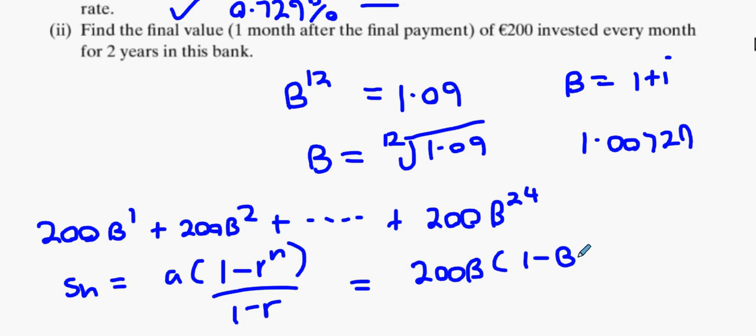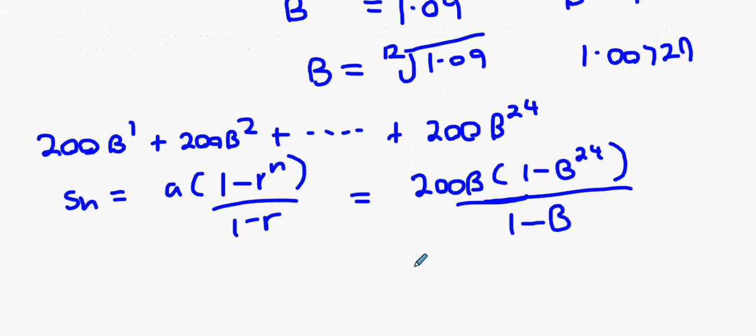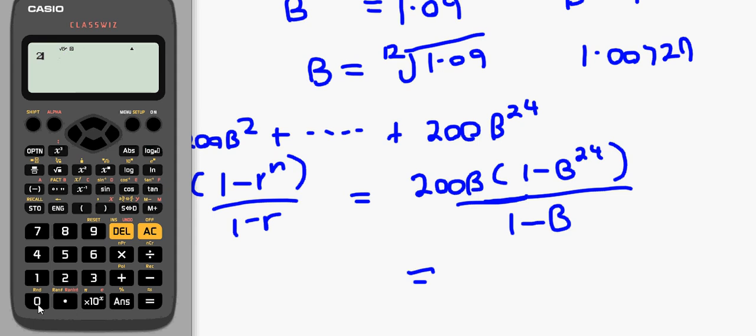How many months again? 24 all over 1 minus B. No decimals, no nonsense. Straight into answer mode. Decimals are for losers in this one. Alright? You don't want to do it, I don't want to correct it. It's win-win.